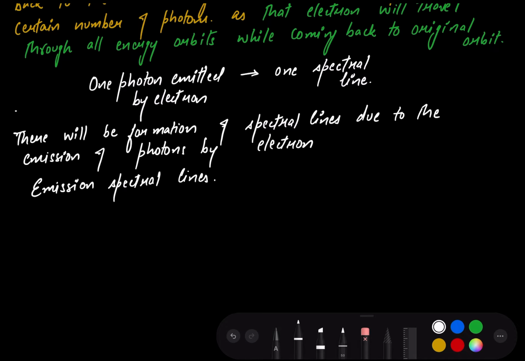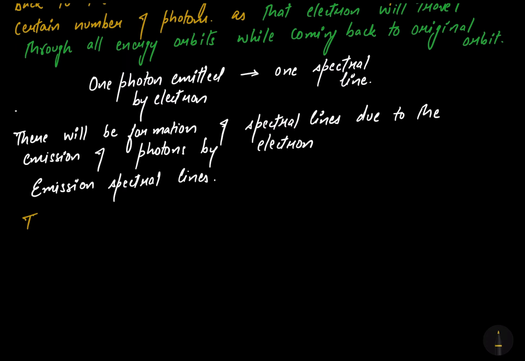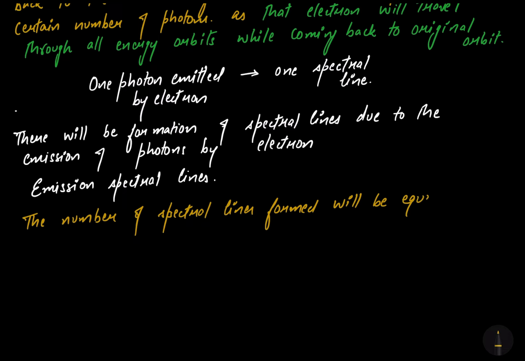Now I am writing: the number of spectral lines formed will be equal to the number of photons emitted.